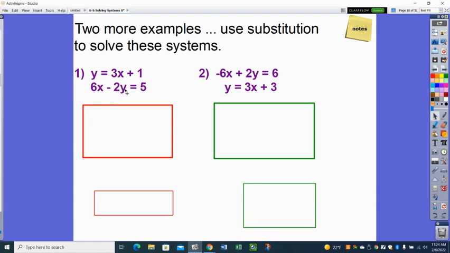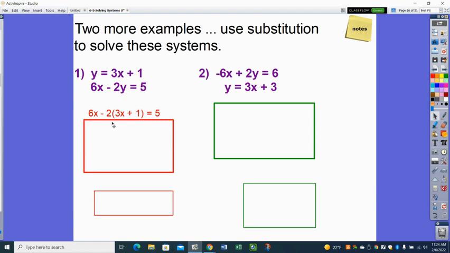I'm going to take this y out, and I'm going to drop the 3x plus 1 right in there. I'm going to do my distributive property, and this is a negative 2 times 3x and a negative 2 times 1. If you can't see that, same change and make that 6x plus a negative 2, and you'll see that you are distributing a negative 2, and you should get that.